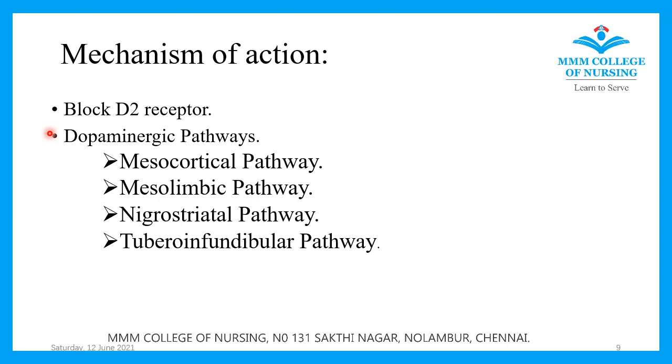Nigrostriatal pathway, from the substantia nigra to the basal ganglia. It is associated with motor planning, and dopaminergic signaling within it leads to purposeful movements. The D2 blockade of the nigrostriatal pathway can cause extrapyramidal symptoms. This is the pathway affected mostly in Parkinsonism. Tuberoinfundibular pathway, from hypothalamus to the pituitary gland, which releases dopamine and inhibits prolactin release from the pituitary gland.